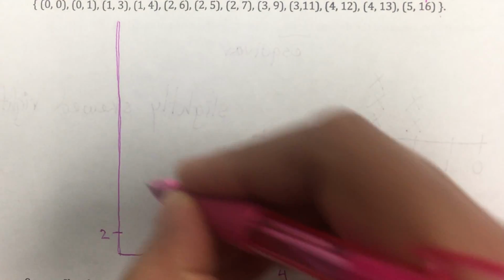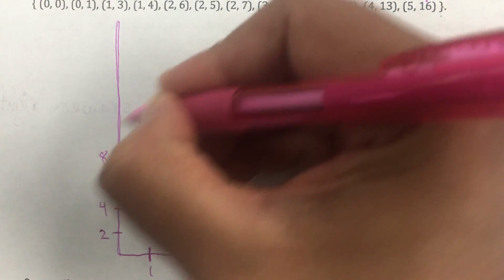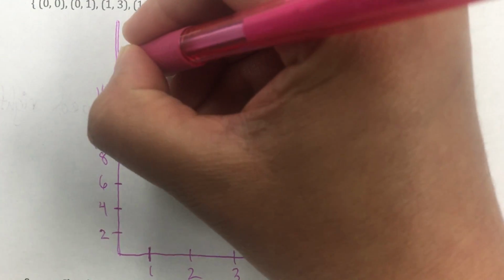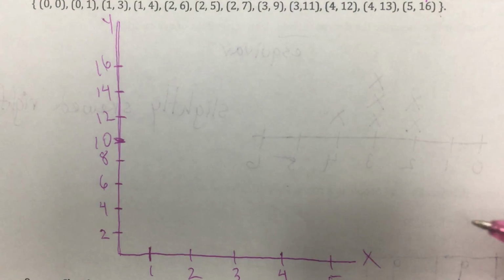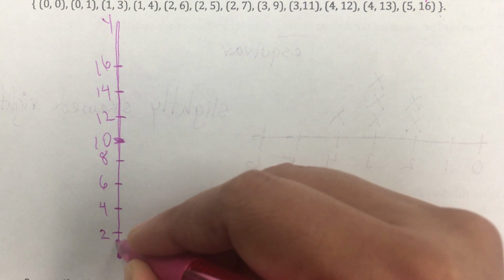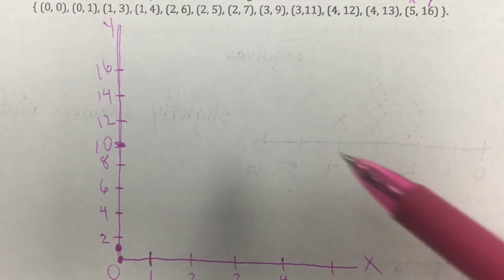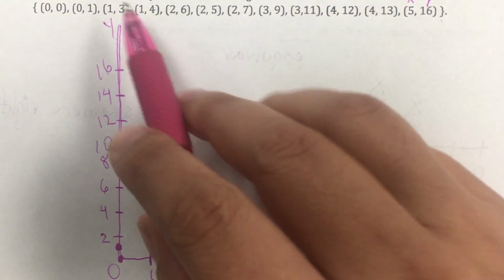So 2, 4, 6, 8, 10, 12, 14, 16, more or less. Okay, so that's the Y, this is the X. 0, 0 is right at the origin. 0, 1 is in the middle of the 0 and the 2. 1, 3 is in the middle of 2 and 4. 1, 4.